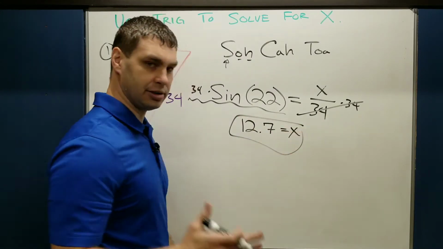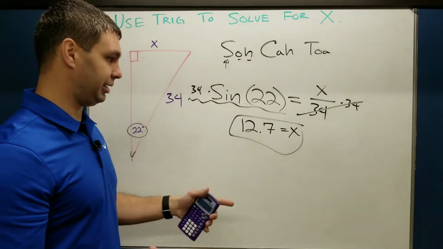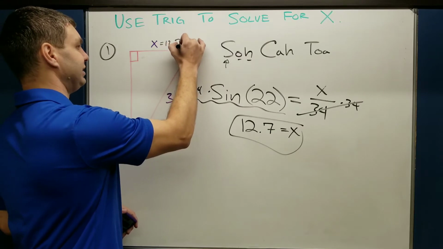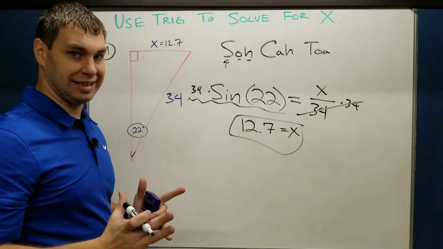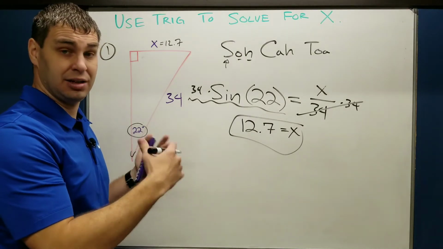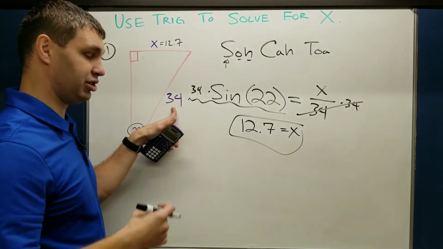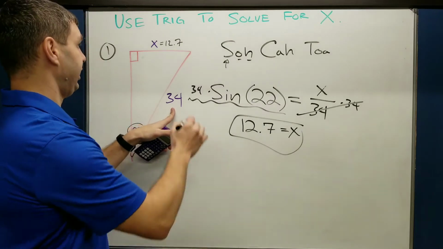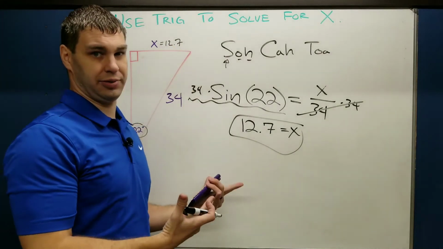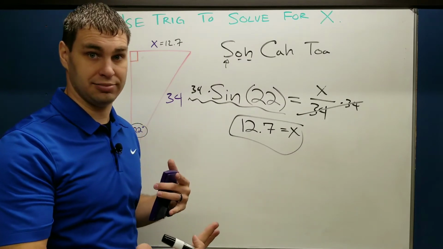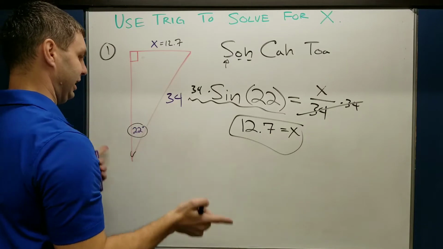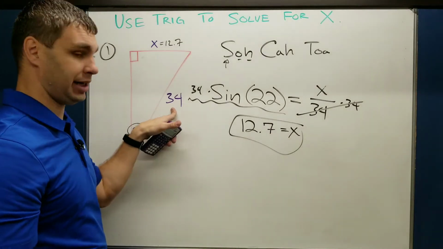Now, always, always, always double check your answer. Make sure it makes sense. If I were to put this back in here and say X is 12.7, I have to know that it's not going to be longer than my hypotenuse. Remember when we did our triangle unit? Our triangle unit said that the hypotenuse is always the longest side. In fact, here, 12 is definitely shorter than 34, so this will work. If I were to get something like 90 feet or whatever for the side length, that's way bigger. That would not be correct because the hypotenuse has to be the longest side.